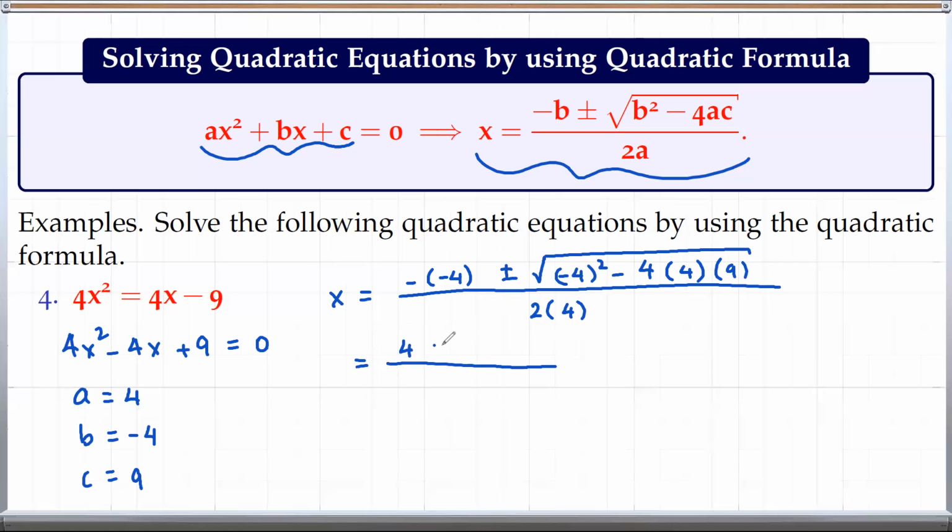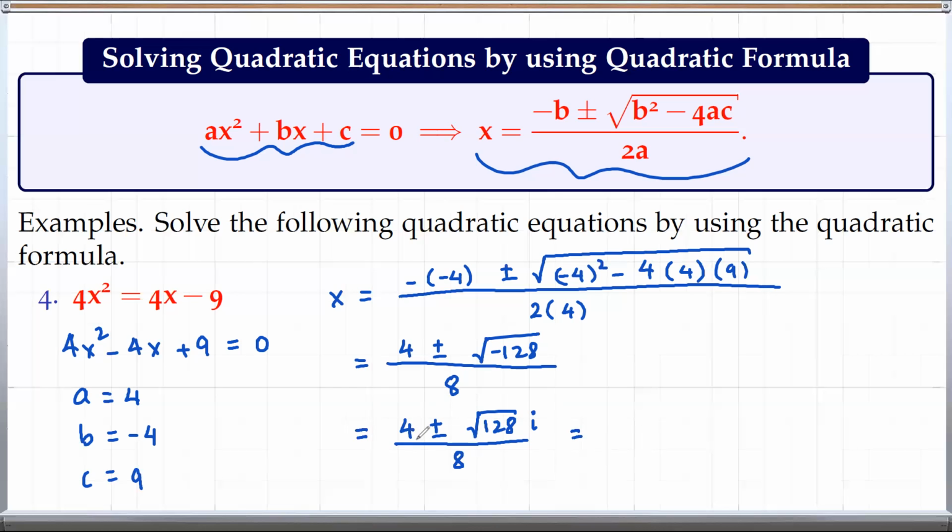We have 4 over here, plus or minus, and under the square root, we can put all that in our calculator. So we have negative 4 squared, which is 16, minus 4 times 4 times 9. That gives us negative 128. And we have 8 in the denominator. So we get 4 plus or minus square root of 128i. Since we have square root of a negative number, we can write it this way. Divide by 8. And we can try to simplify this a little further.